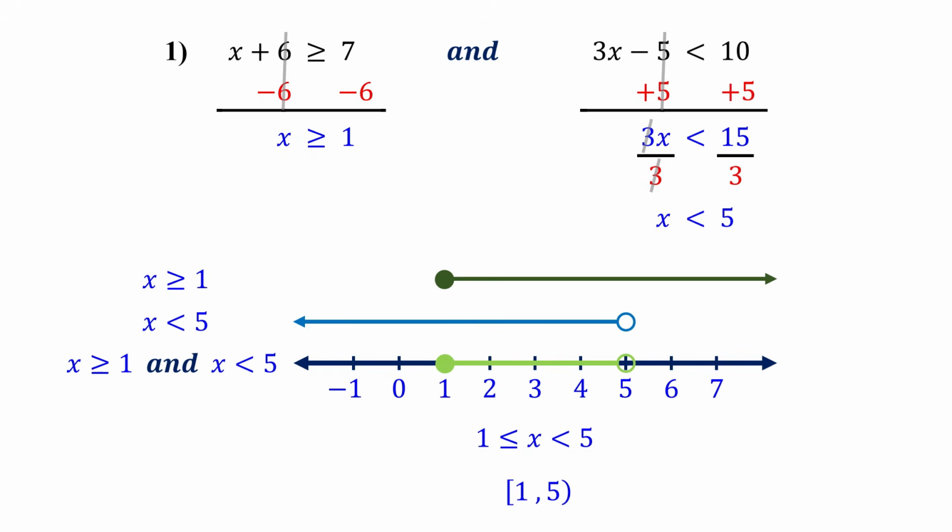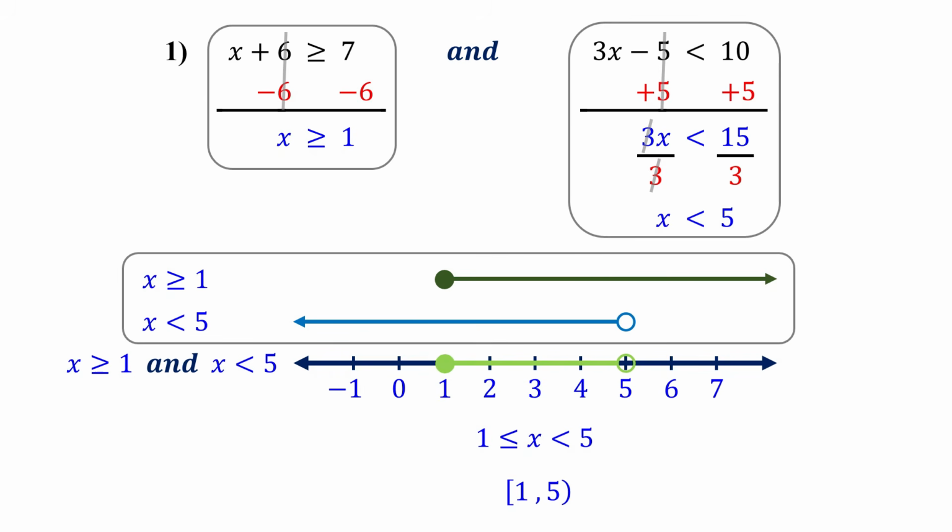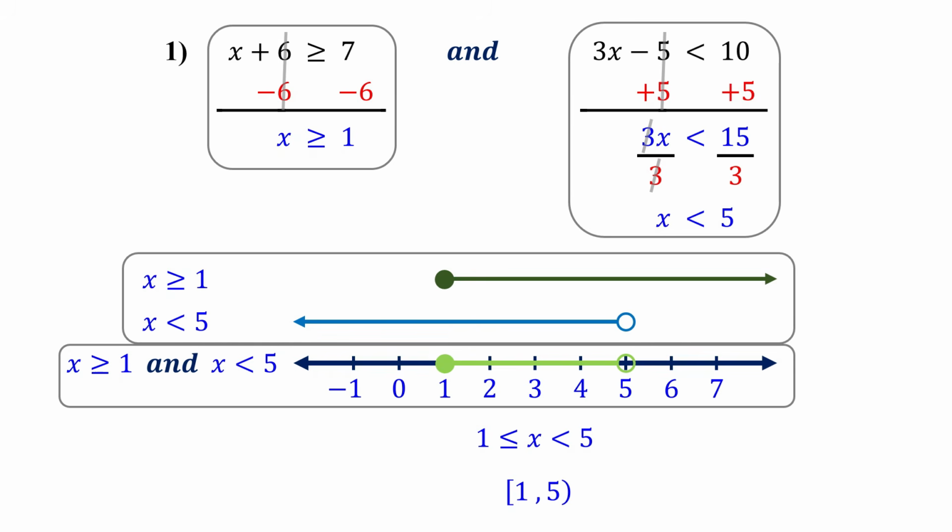Alright, let's quickly recap the steps we followed to get here. First, we solved each inequality separately. Then, we graphed each solution on a number line. Next, we combined the two graphs into one final graph for the compound inequality. Since this one is an AND type, we looked for the overlap.